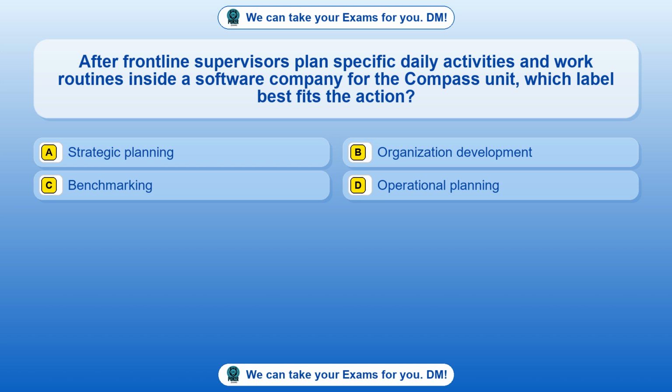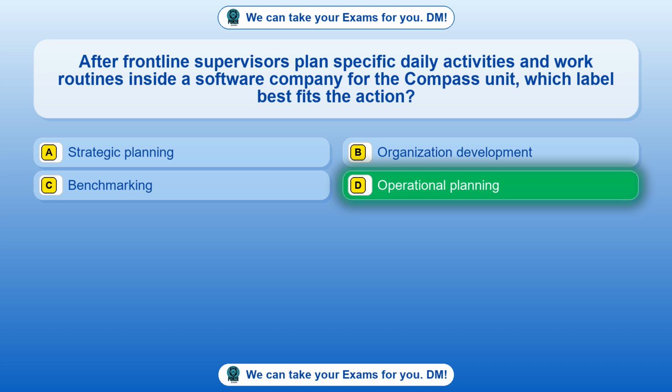Question 42. After frontline supervisors plan specific daily activities and work routines inside a software company for the campus unit, which label best fits the action? Option A, strategic planning. Option B, organization development. Option C, benchmarking. Option D, operational planning. The correct answer is option D, operational planning.